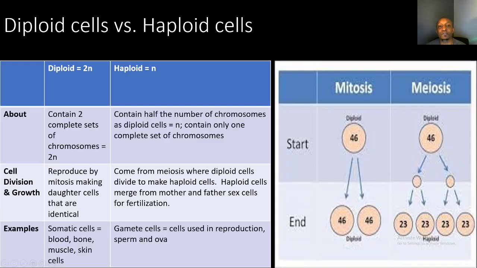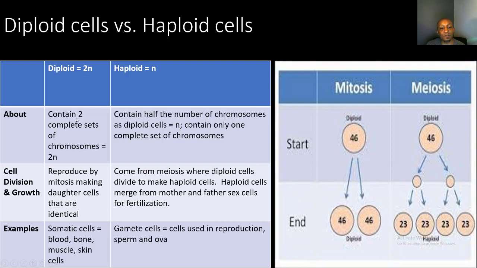So let's take a closer look at the difference between diploid cells and haploid cells. Diploid cells contain two complete sets of chromosomes, and that's where we get that 2n from. Haploid cells contain half the number of chromosomes as diploid cells, and that's where we get the n by itself, and they contain only one complete set of chromosomes. With cell division and growth, diploid cells reproduce by mitosis, making daughter cells that are genetically identical. Haploid cells come from meiosis, where diploid cells divide to make haploid cells. The haploid cells from the mother and father sex cells merge for fertilization.